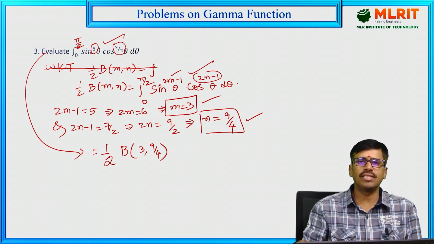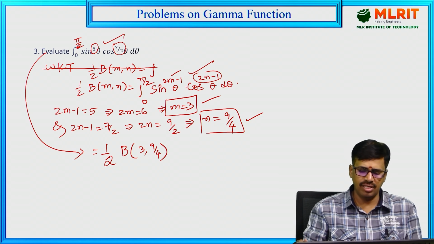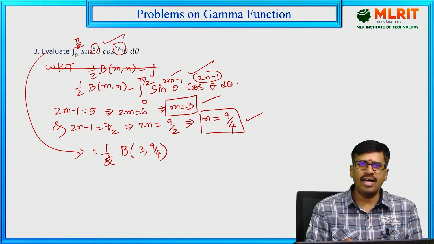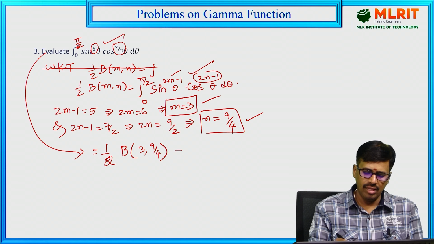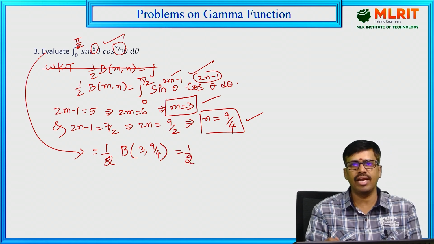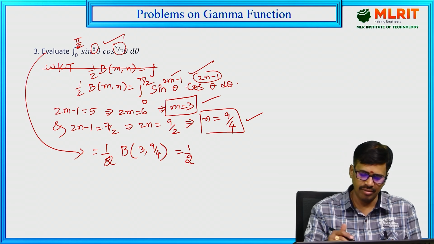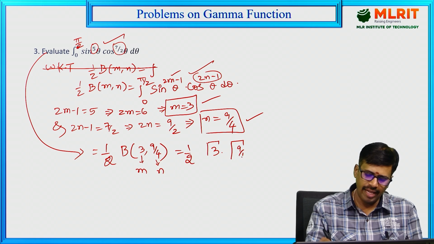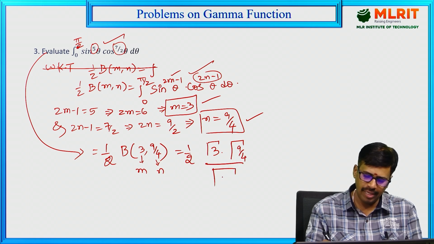To express this result in the form of the beta function, we can write up to this step. Suppose they ask to convert the integral into the form of the gamma function, then this beta function can be transformed into the gamma function using the relation between beta and gamma functions. So this is m and this is n. This can be written as gamma m into gamma n by gamma of m plus n, that is 3 plus 9 by 4.